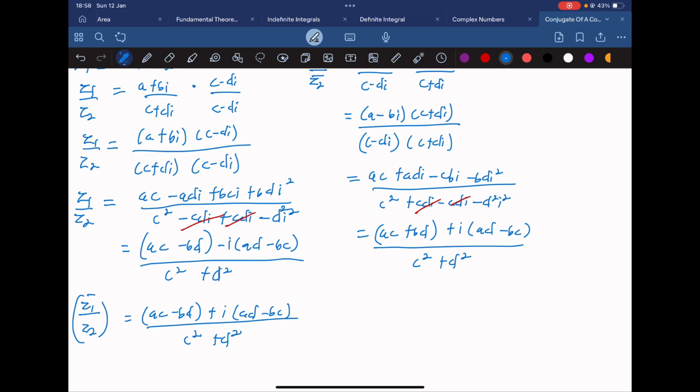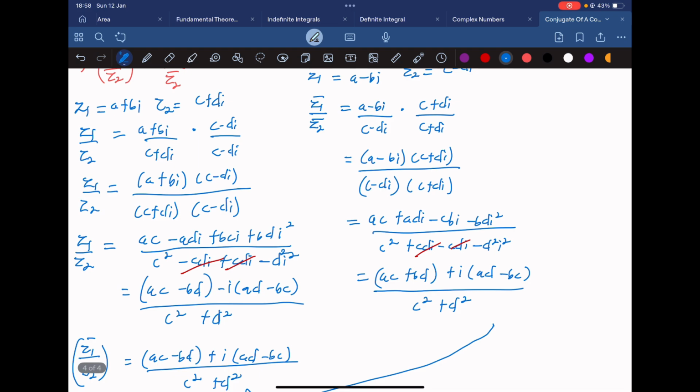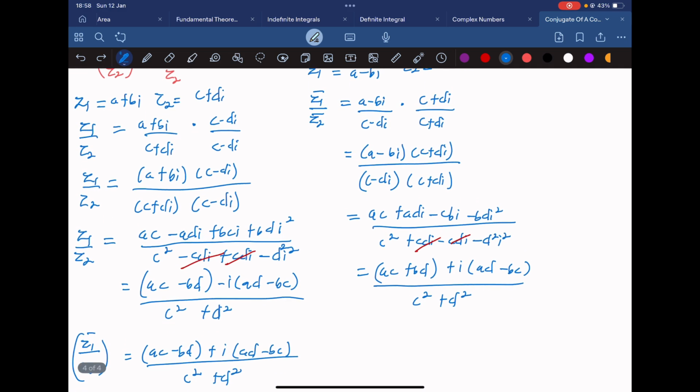So now comparing, did we get the same thing? So we have the denominators to be the same. How about the numerator? In the numerator, we have AC plus BD, and this is AC minus BD, AD minus BC. So it means that there is a problem somewhere. Okay, let's check the multiplication to see if we left something out.